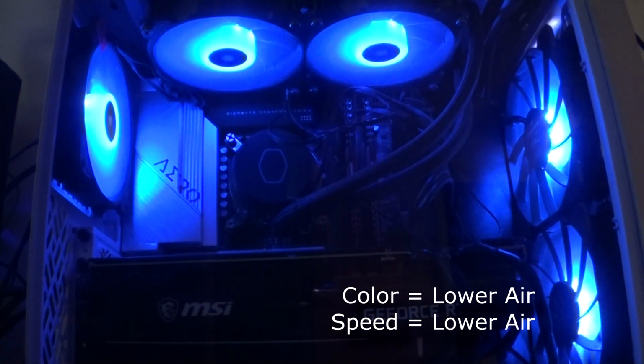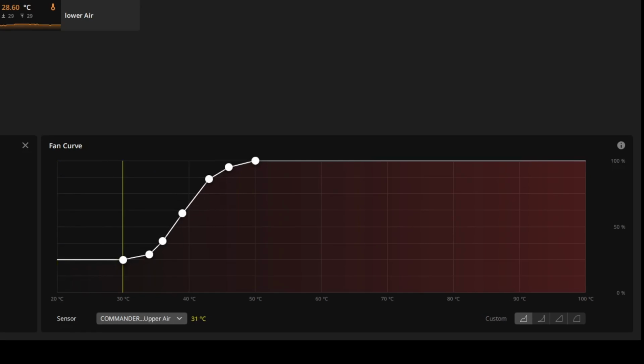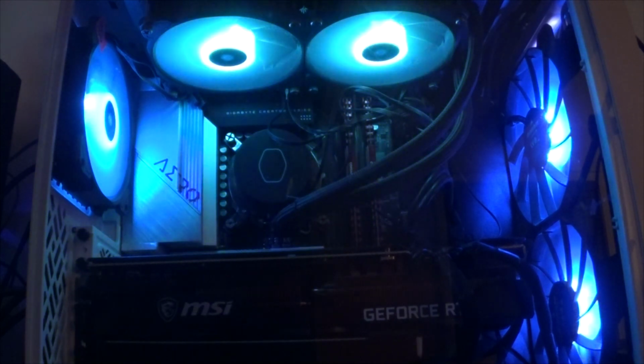The lower front case fan is set the same way as the upper case fan, but it is based on the temperature of the air in the lower case. Now, as we can tell right now at idle, everything is nice and cool and blue. So let's fire up Star Citizen and see what happens.